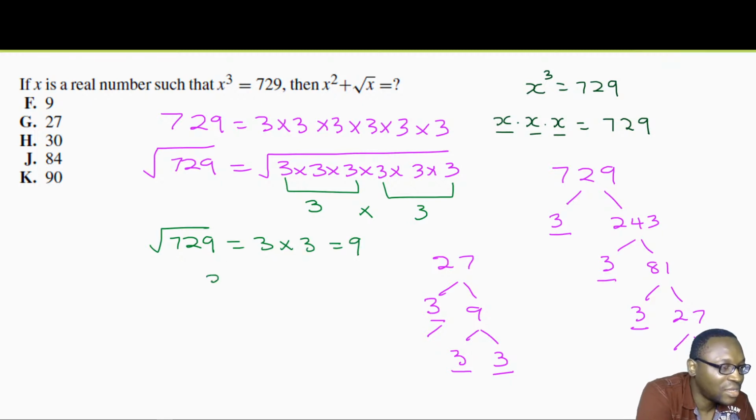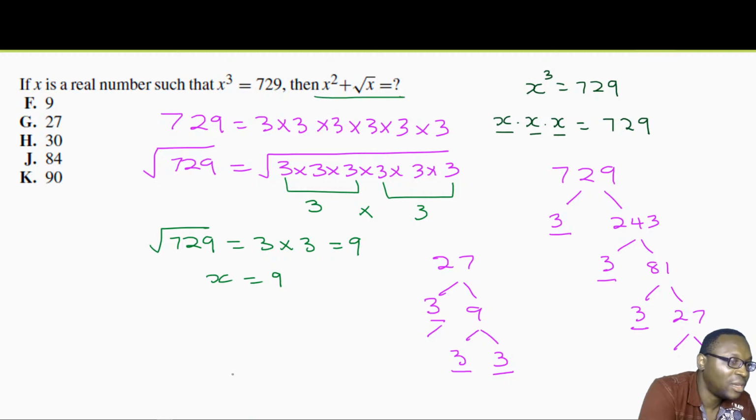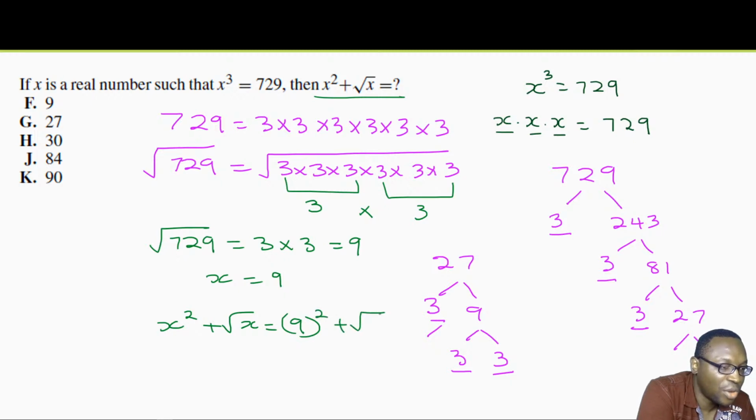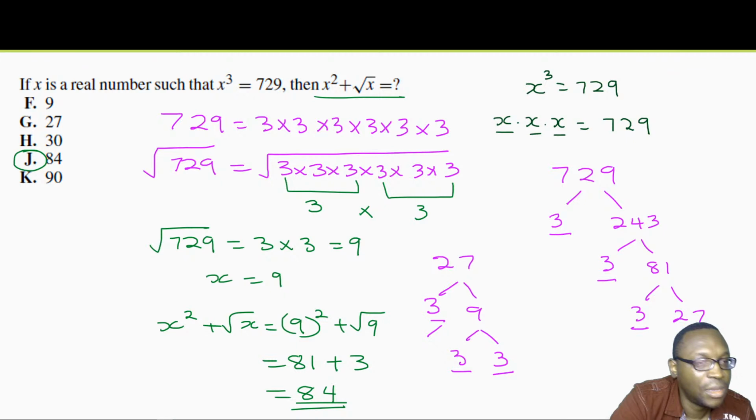So now we have x is equal to 9, and then you can use that to solve this right here. So if x is equal to 9, x squared plus the square root of x is equal to 9 squared plus the square root of 9. 9 squared is 81. Square root of 9 is 3. So you're going to get 84. So this is how you'd answer this type of question.